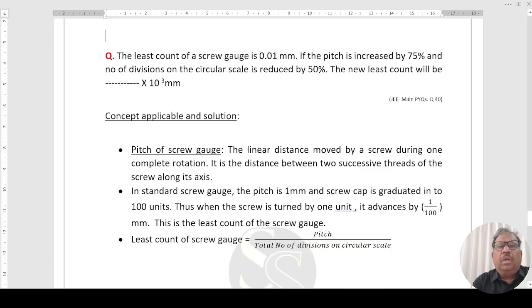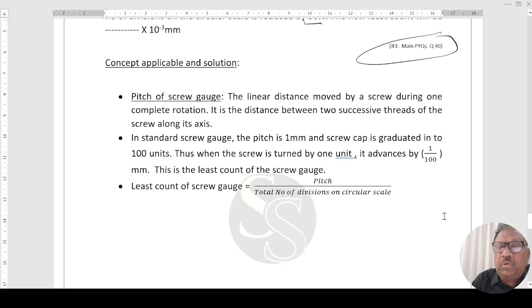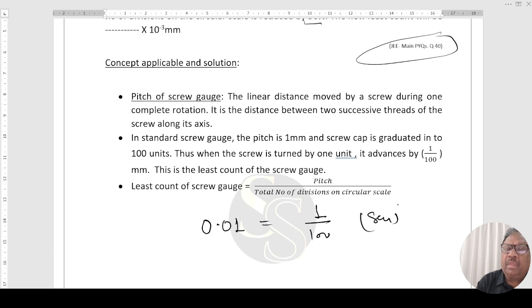Question is, the least count of a screw gauge is 0.01 mm. If the pitch is increased by 75% and number of divisions is reduced by 50%, the new least count will be, fill in the blank, in 10 to the power minus 3 mm. Question is taken from JEE Main PYQs. You know the formula. Least count of the screw gauge is pitch divided by number of divisions. So this is given to you, 0.01 equal to 1 upon 100. Say that is our assumption. Pitch is 1 mm and number of divisions is 100.